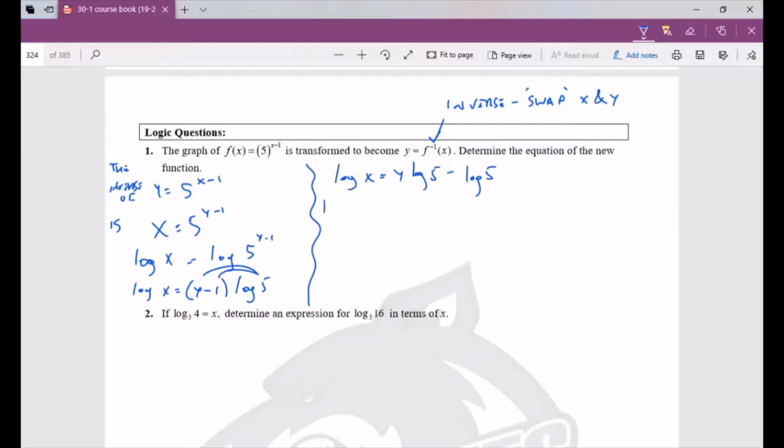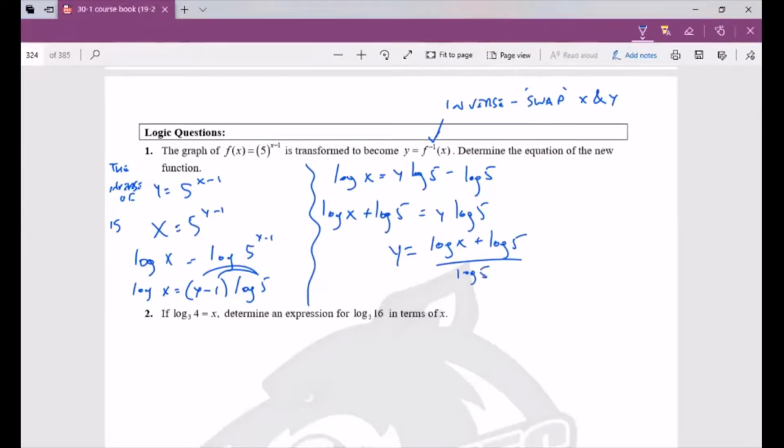Add log 5 to both sides. Log x plus log 5 is equal to y log 5. And our last step, just to divide everything by log 5, we end up with y is equal to log x plus log 5 over log 5.